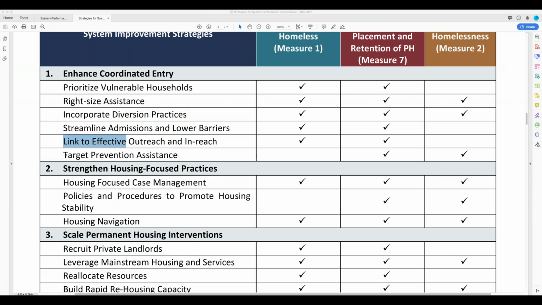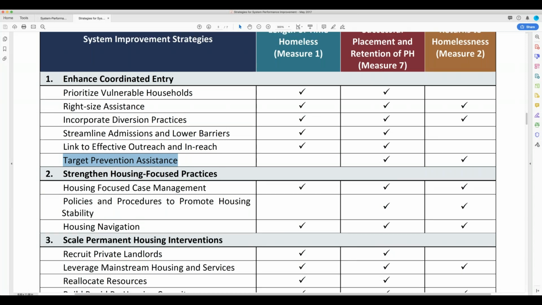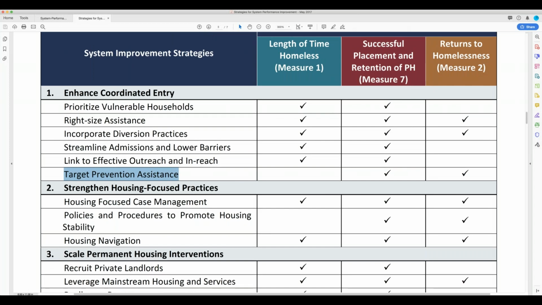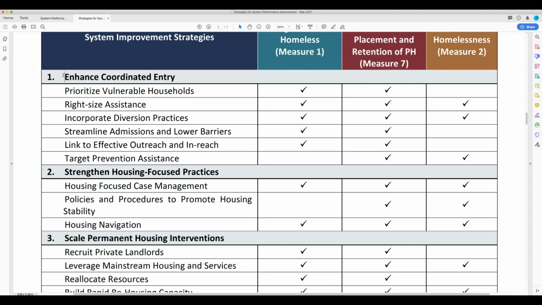Okay. Targeting prevention assistance. This is huge because there's so little prevention assistance, and some of it is so specifically targeted. How do we do this to have the maximum impact on reducing homelessness, reducing the number of people that come into homelessness, and then making an impact on preventing people from returning to homelessness? Okay. Those are all under the heading coordinated entry.